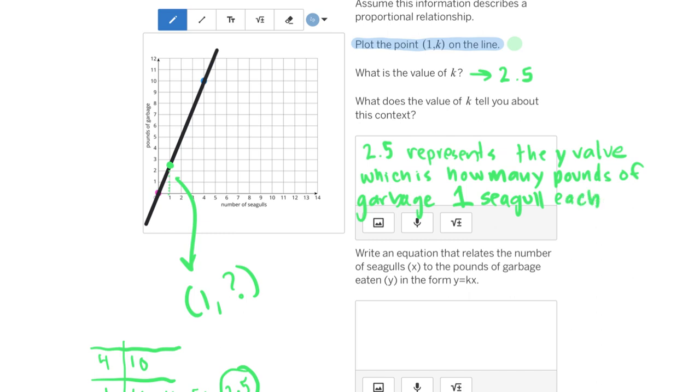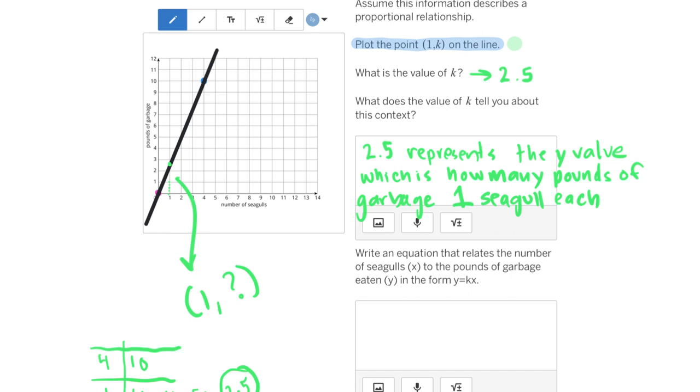It's our unit rate, or our constant of proportionality, and it is how much for one of something. So that 2.5 represents how many pounds of garbage one seagull eats. For every single proportional relationship, we can find what the y value is when x is 1, and that will be our constant of proportionality. It's very tricky.